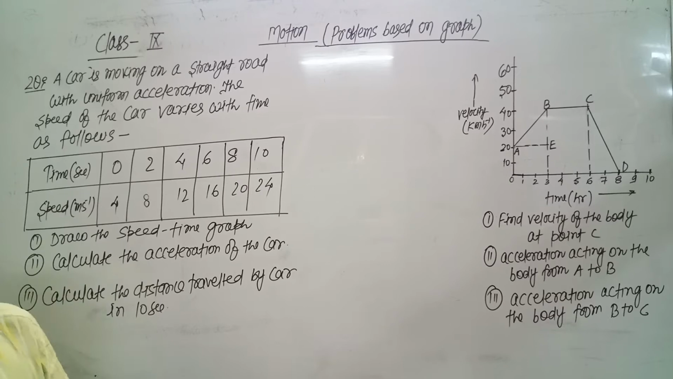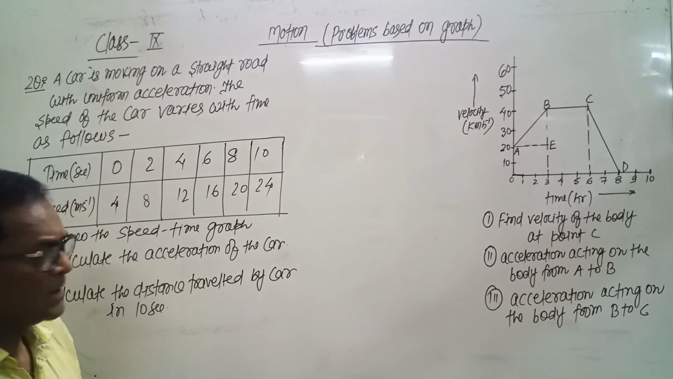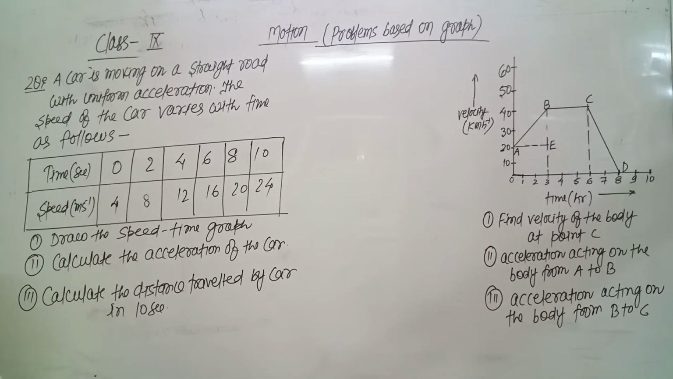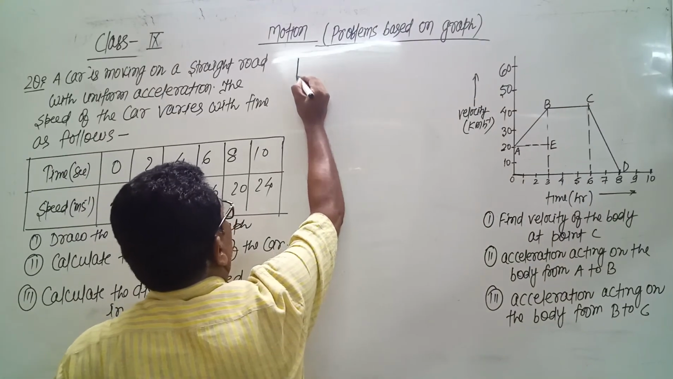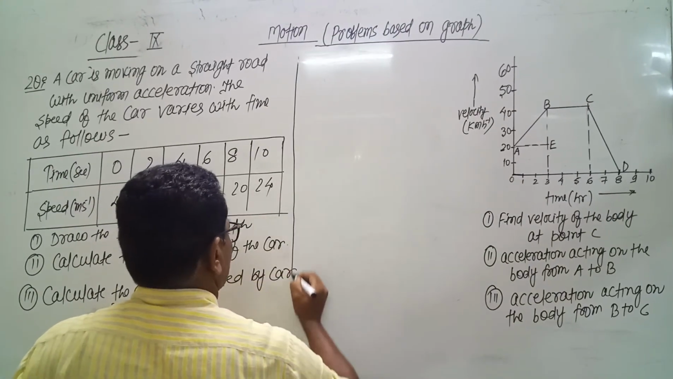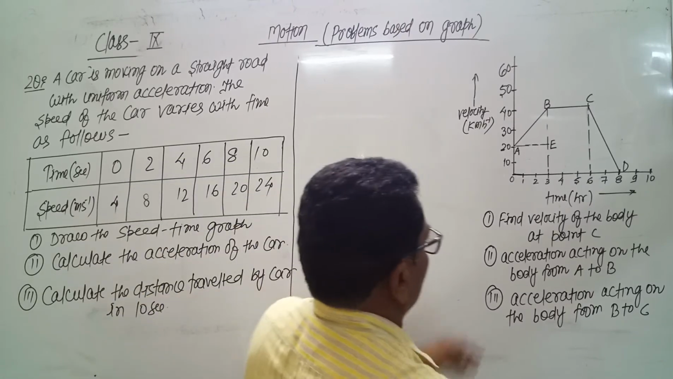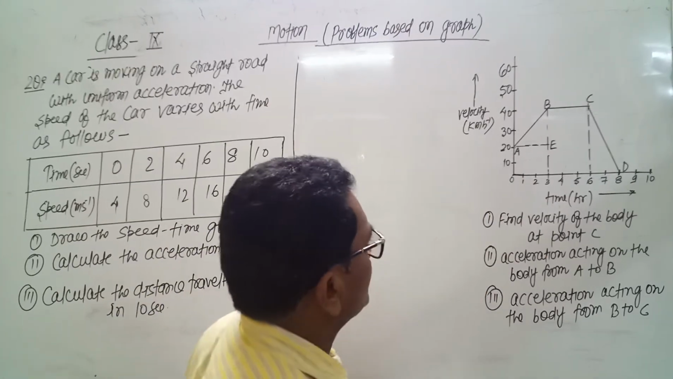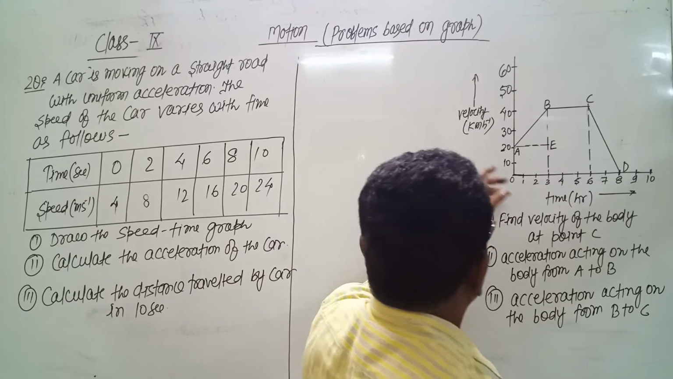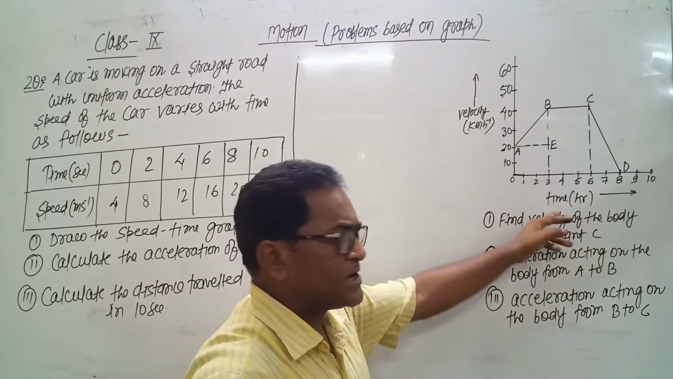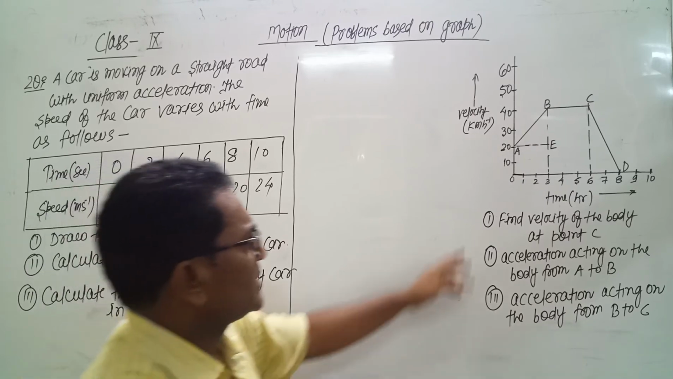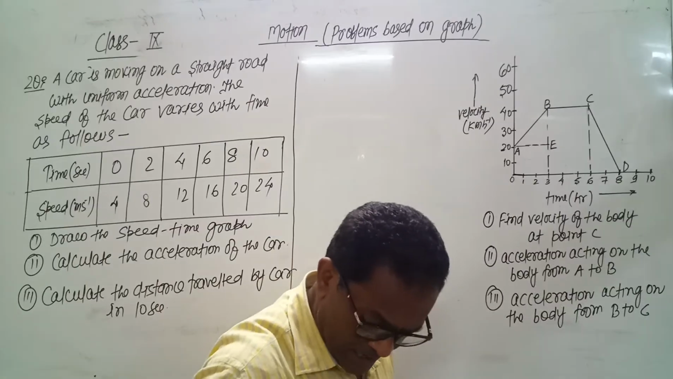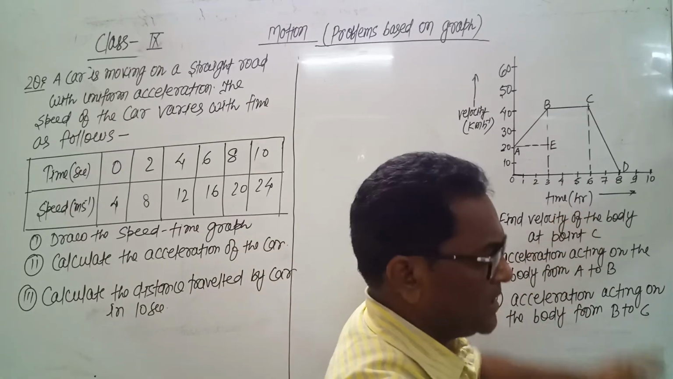In this video, we will continue the problems based on graph. This is the third question, and there is a velocity time graph. Velocity is given in kilometer per hour and time is given in hour.